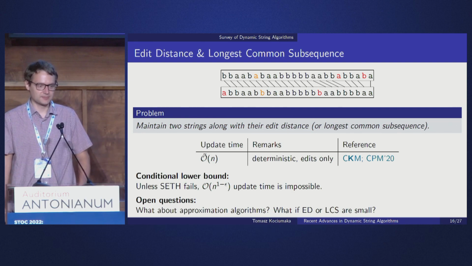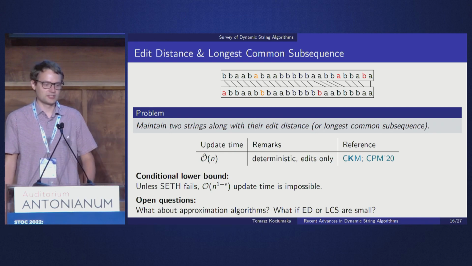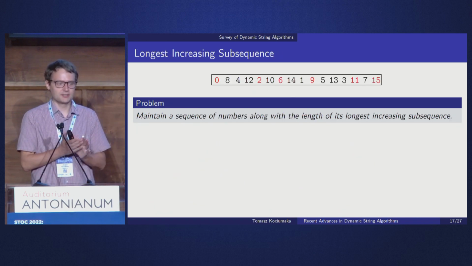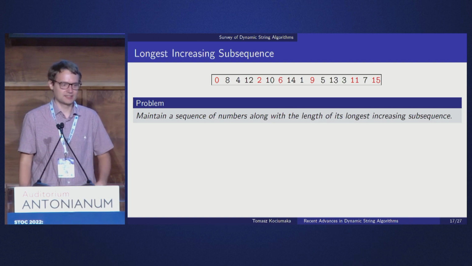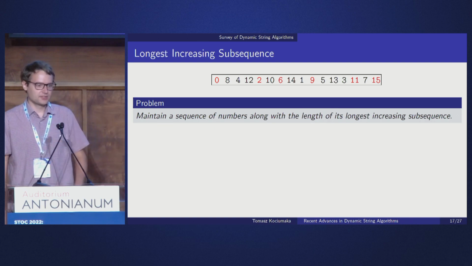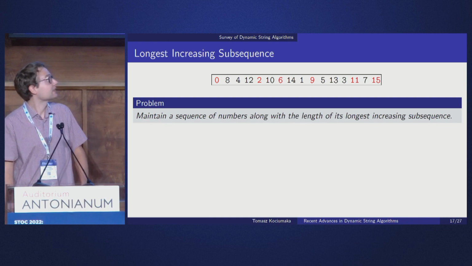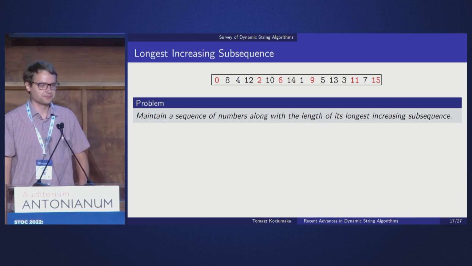Also, we don't know much what happens if the edit distance or the LCS are small. And in these cases, there are subquadratic time static algorithms. And a simpler version of LCS is that of longest increasing subsequence, which turned out quite interesting in the dynamic setting. In this problem, you are just maintaining a sequence, traditionally a sequence of numbers, and the goal is to maintain the length of the longest increasing subsequence. That is the one which I denoted in red.